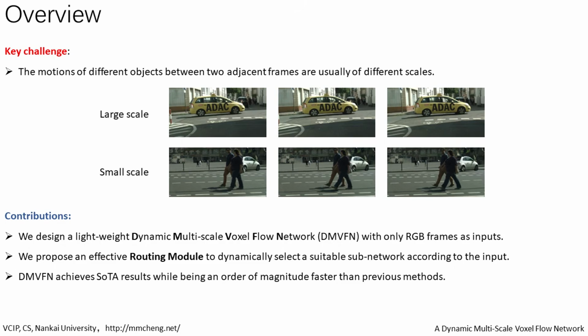We design a lightweight dynamic network with only RGB frames as inputs. We propose an efficient routing module to dynamically select a suitable subnetwork according to the input, so that we can reduce the computational costs while maintaining the performance.